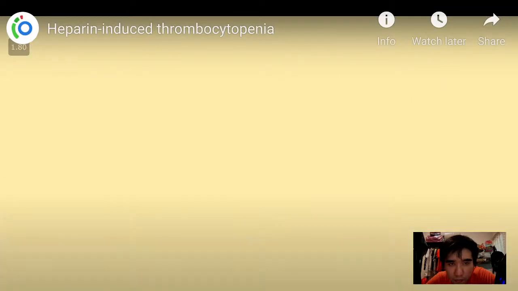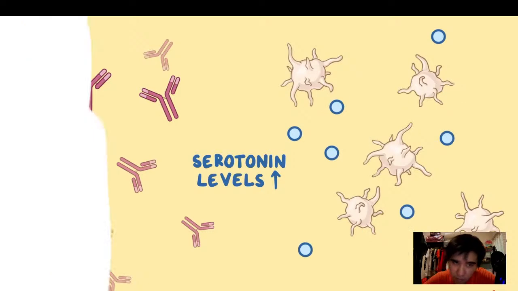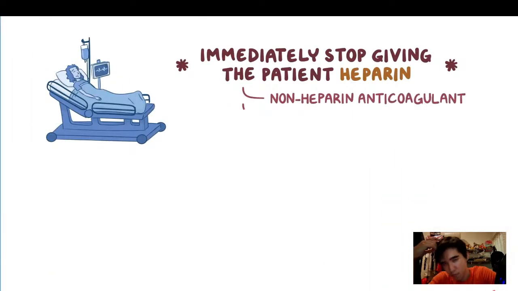So in a positive test, the patient's serum has antibodies that activate the platelets, and the serotonin level will increase. While confirming the diagnosis, it's important to immediately stop giving the patient heparin and to start anticoagulation with a non-heparin anticoagulant, like argatroban, which is a thrombin inhibitor.